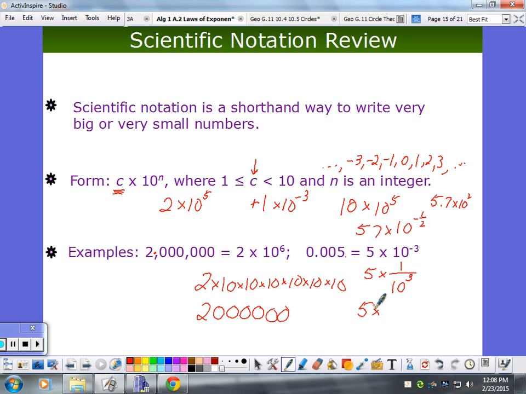Okay. Let's think about what that is. That's 5 times, I'm going to rewrite it like this. What do you think about that? Are these equivalent? Think about that. 1 to the 3rd power is what? 1. 10 to the 3rd power. It is. So that's 5 times 1 over 10 times 1 over 10 times 1 over 10. Isn't it? So if I'm dividing, I'm multiplying by 1/10. Is my number going to get bigger or smaller? Think about that.